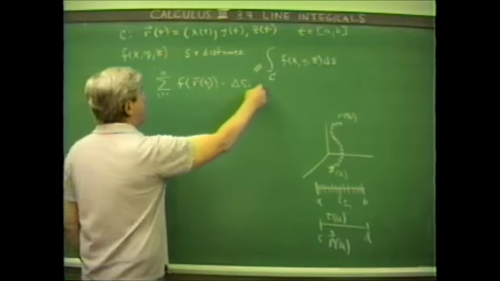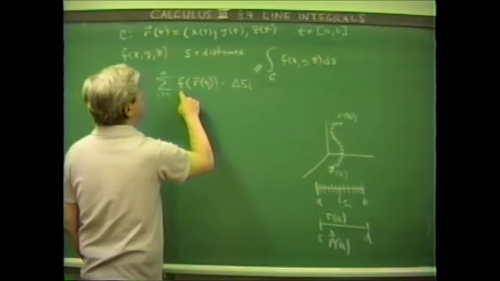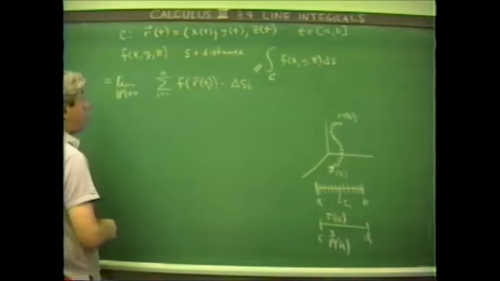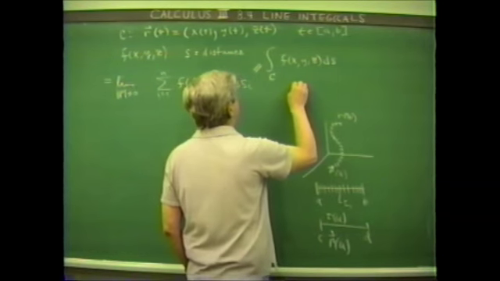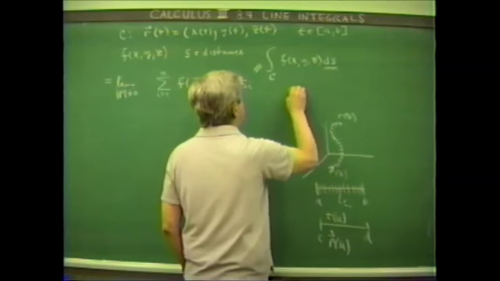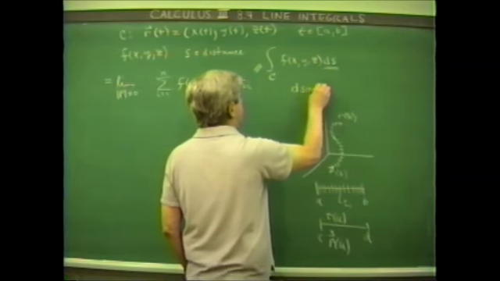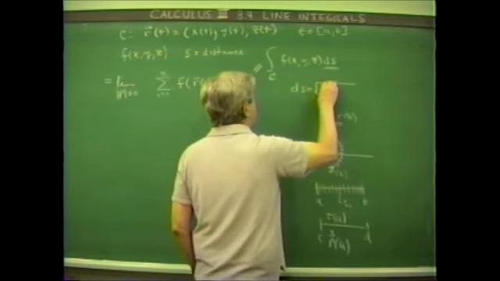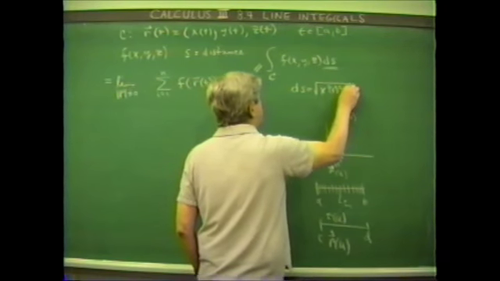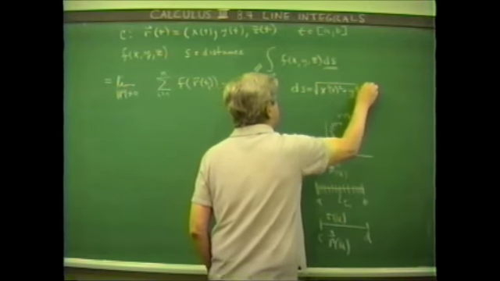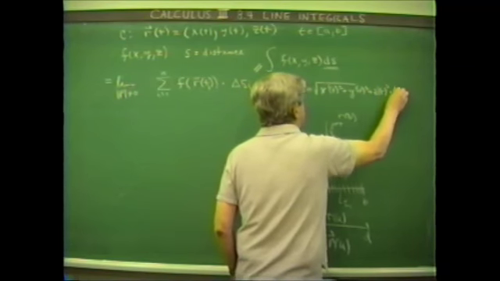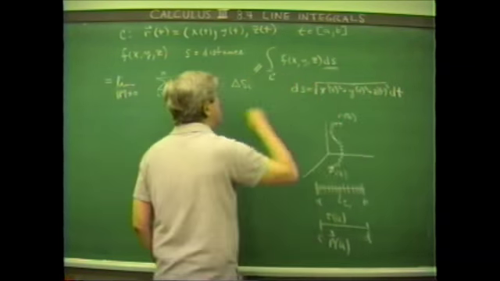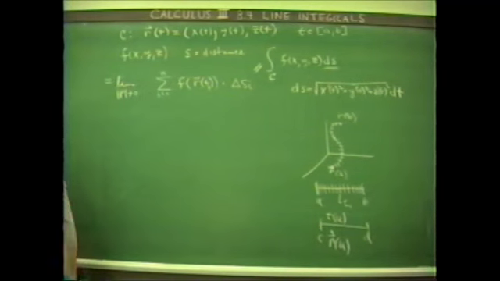To evaluate this integral, of course, you don't want to just use the symbol right here. What you want to note is the following. That delta si corresponds to the ds up here, and ds is equal to the square root of x prime of t squared plus y prime of t squared plus z prime of t squared, dt. This is the standard substitution that you make for ds.